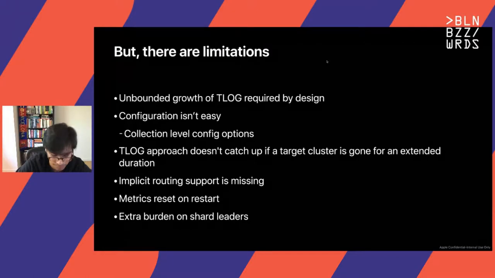The support for implicit routing is missing, which what that basically means in Solr is if you are not using Solr's composite ID routers or hash-based routers, and you're trying to send data explicitly to a specific shard, that will not get replicated by the CDCR that comes out of the box with Solr because that's not supported. The metrics that CDCR reports also get reset on restart. A lot of those metrics are okay to be reset, but there are times when you might need historical data, which will go away as soon as your Solr instances bounce. And obviously there's an extra burden on shard leaders because they're responsible for replicating all of this data across to the other data center.